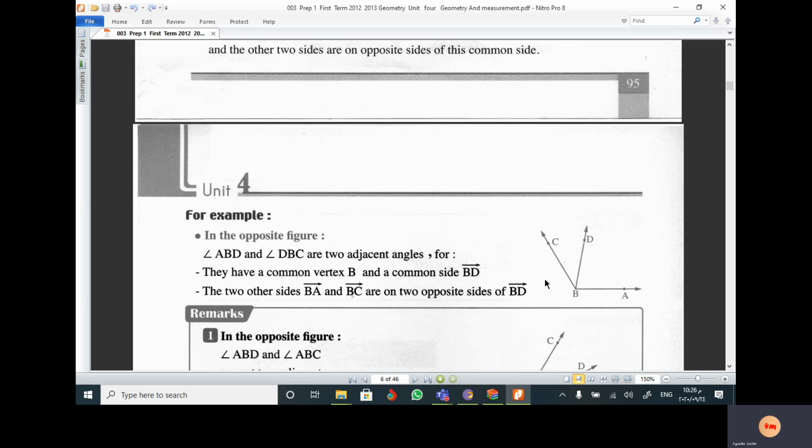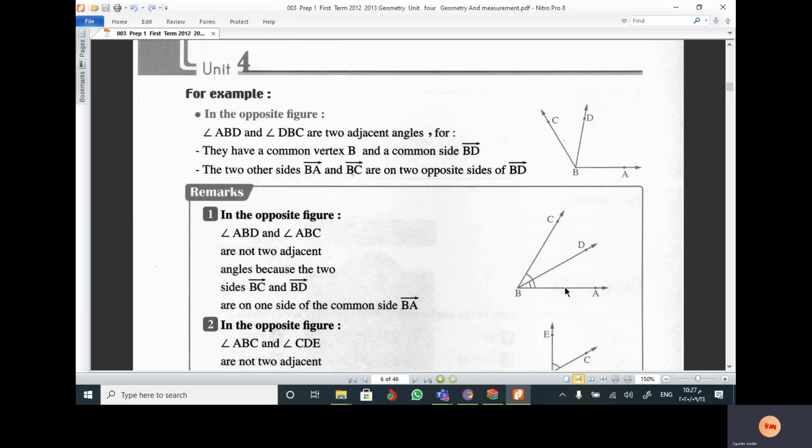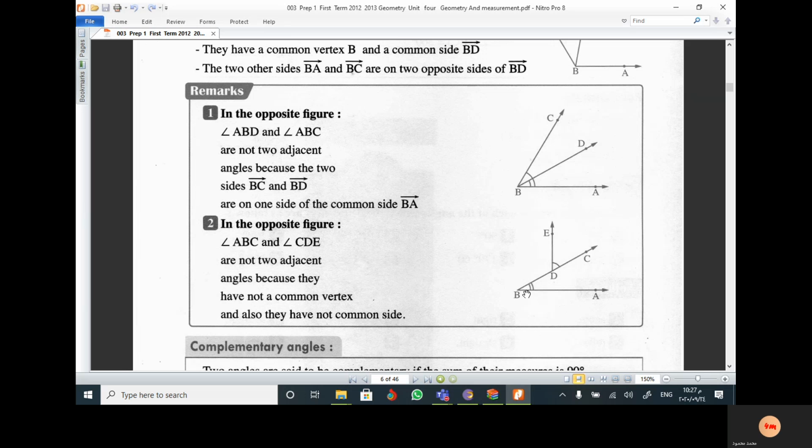The two angles have a common vertex and a common side, and the other two sides, BA and BC, are on opposite sides, and the common side is between the two angles. And the two angles have the same vertex B. The two angles ABD and ABC are not adjacent because the common side is AB. The two angles ABC and CDE are not adjacent because they don't have the same vertex.